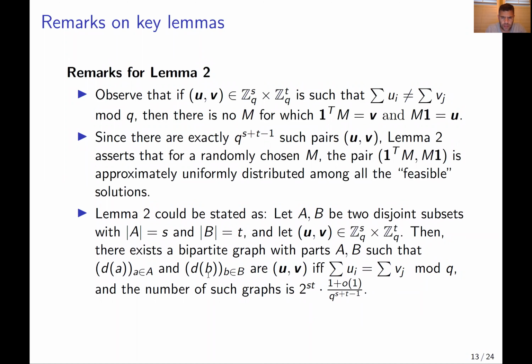And as I stated before, it just means that we can view it not as a matrix but as a bipartite graph, and you can just fix the degree sequences mod q, and you know that the probability to see such a matrix is roughly 1 over q^(s+t-1). So you also get a very tight counting, that the number of such graphs with this fixed degree sequence is 2^(s*t) times (1 + o(1)) divided by q^(s+t-1). Right, so it's quite exact counting.